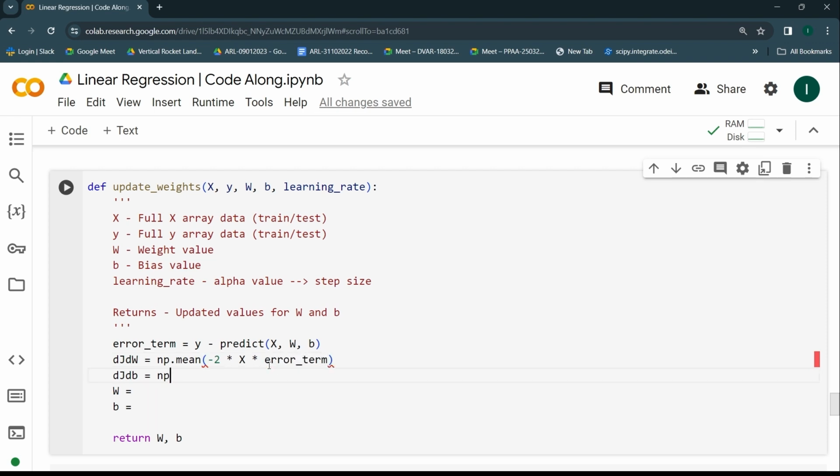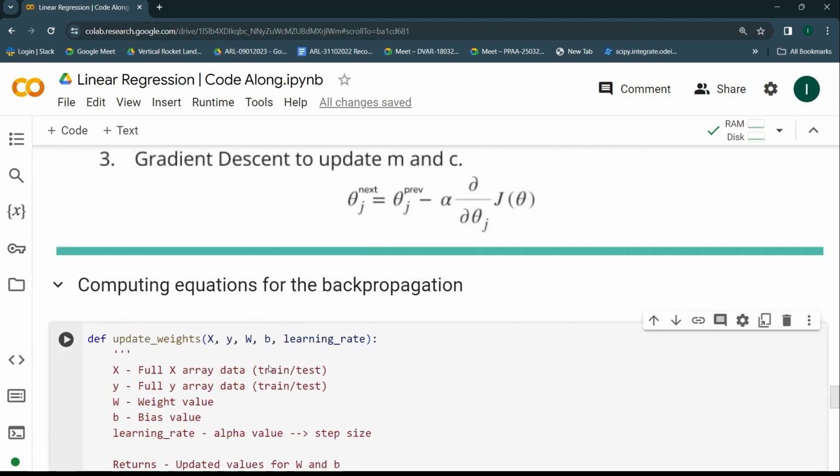And just like this, I am having np.mean of minus 2 times directly the error term without x now. So yes, everything is fine according to me. And now if you want to update the value of weight, how can you do it?